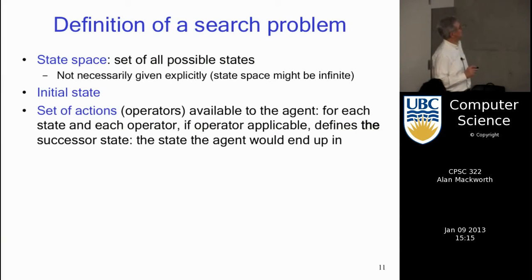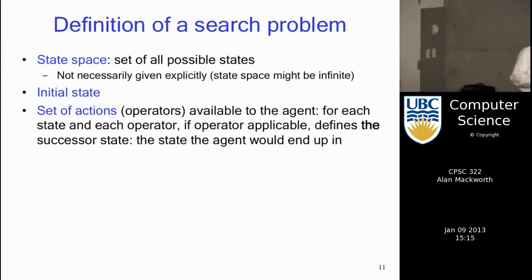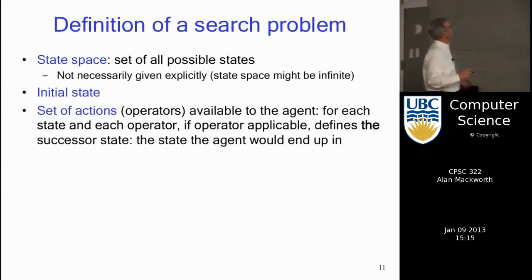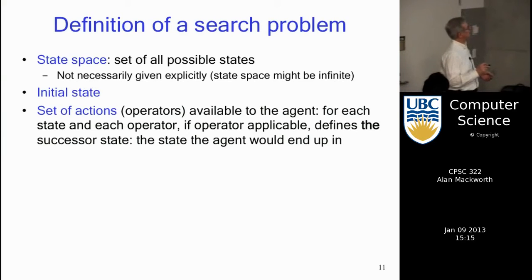You're given the initial state, set of actions. Often we call them operators. They're called operators because they apply to a state and they give you a new state. Just one new state, right? Because there's only one thing that can happen if you do X in state Y. You get state Z for sure. Okay, so they're operators applied for each state and each operator. If the operator is applicable, as I say, it's not always applicable. You can't always do things like, if I want to pick up a block from the table and there's no block there, I can't use the pick up block operator, right? If the operator is applicable, it defines the successor state, singular, the state the agent would end up in.